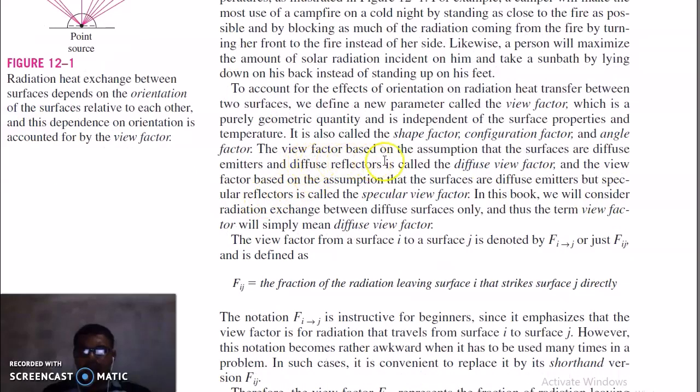The view factor based on the assumption that the surfaces are diffuse emitters and diffuse reflectors is called the diffuse view factor, and the view factor based on the assumption that the surfaces are diffuse emitters but specular reflectors is called the specular view factor. In this book we will consider radiation exchange between diffuse surfaces only, and thus the term view factor will simply mean diffuse view factor.